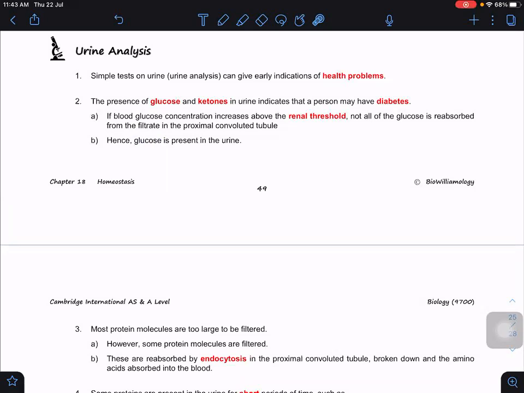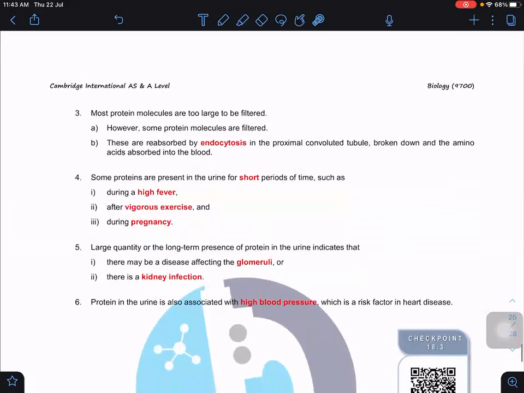And we do know that most proteins are too large to be filtered. Some small proteins may be able to filter into the Bowman's capsule, but endocytosis takes place at the PCT. The proteins are broken down, and the amino acids are reabsorbed back into the blood. Some proteins are present in the urine for a short period of time.